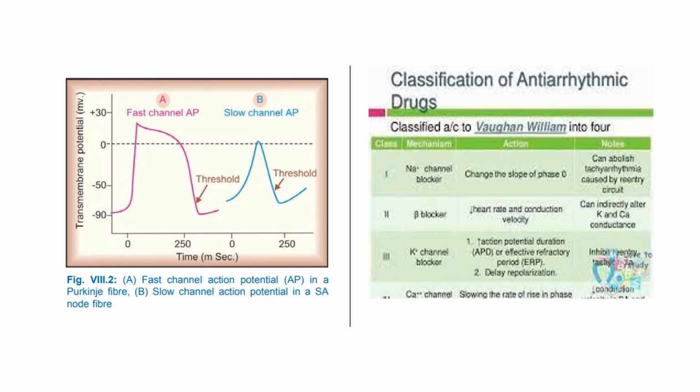When a fiber is depolarized to a resting membrane potential of say minus 60 millivolts, the sodium fast channels are inactivated, but it can still develop a calcium or slow channel response. So one way is by using sodium channel blockers, we can slow down the slope of this fast depolarizing phase, and we can reduce the conduction velocity of the impulse, and this can help to abolish the re-entry.